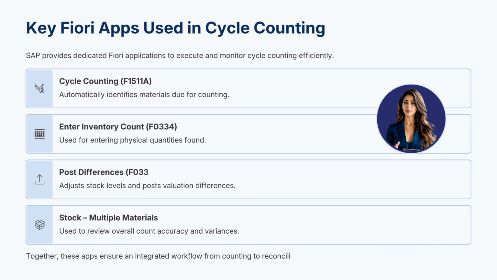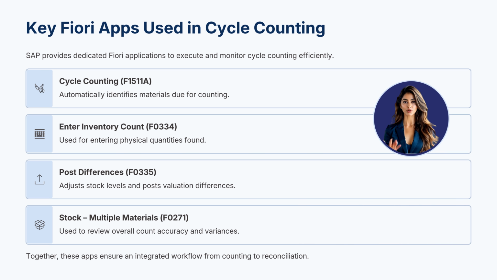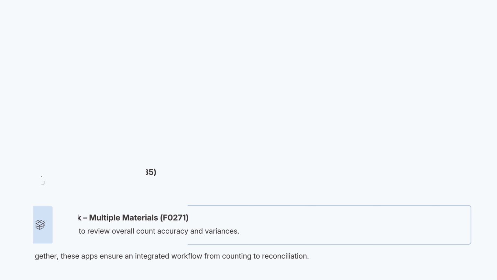Key Fiori apps used in cycle counting. SAP provides specialized Fiori apps to manage this workflow. Use Cycle Counting F1511A to schedule and monitor counts. Enter Inventory Count F0334 to record quantities, and Post Differences F0335 to reconcile stock. Use Stock, Multiple Materials F2 to verify accuracy. Together, these apps simplify cycle execution and help maintain digital transparency for auditors and managers alike.